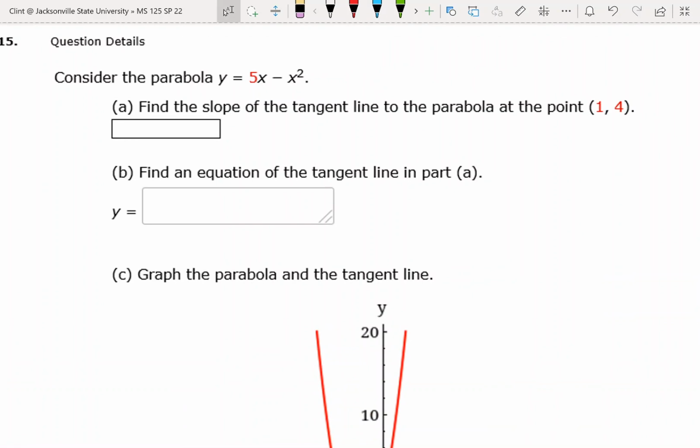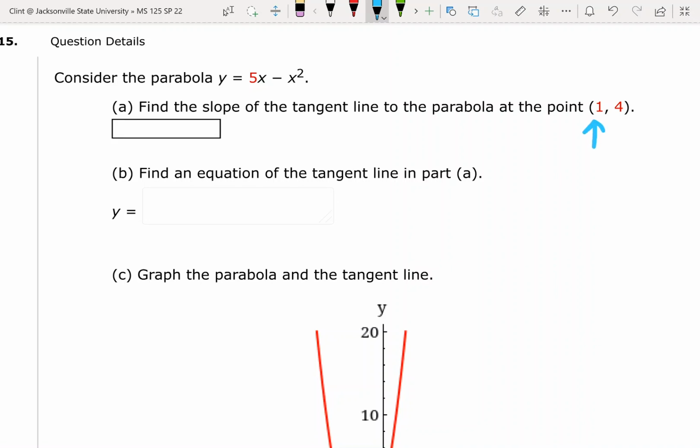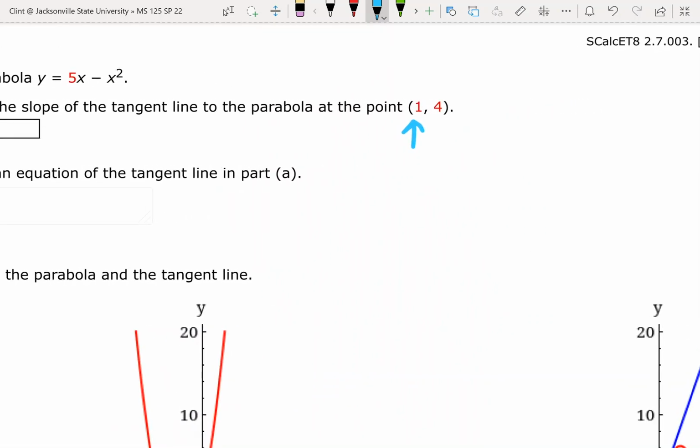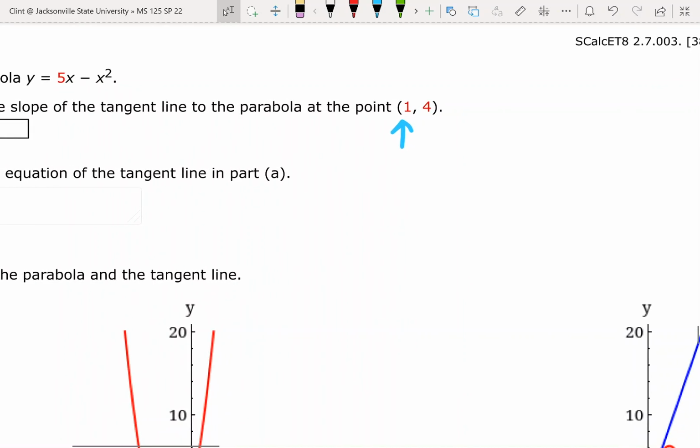15 gives us a parabola, 5x minus x squared. Let's find the slope of the tangent line to the parabola at the point (1, 4). Okay, so this is similar to the one we started out with. Our x value is going to be 1, where we want our tangent line. So we got 5x minus x squared. I'm going to rewrite that here, so we can have some room to work over here.